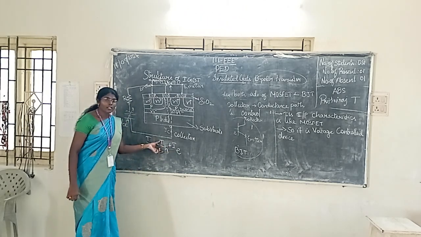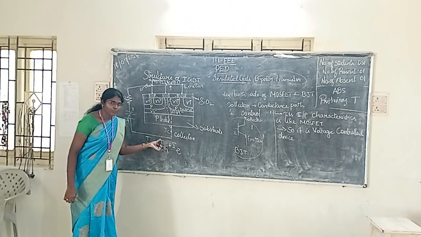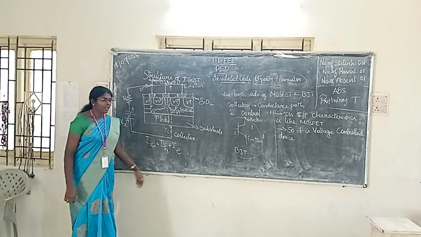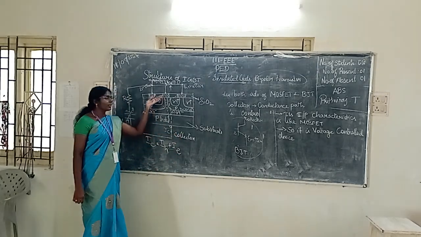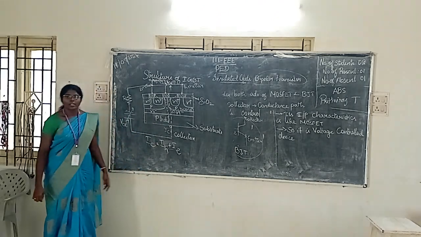So whenever you say I, what is it? The hole current is flowing from the collector to the drift region, and this is the electron current flowing from the collector to the drift region. That is all about the working.